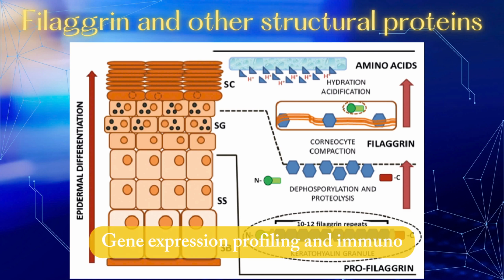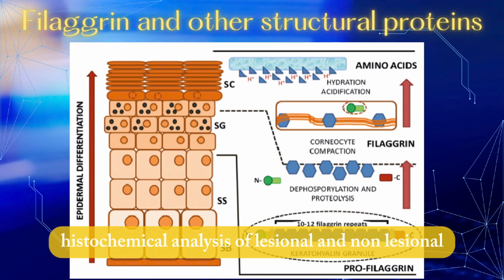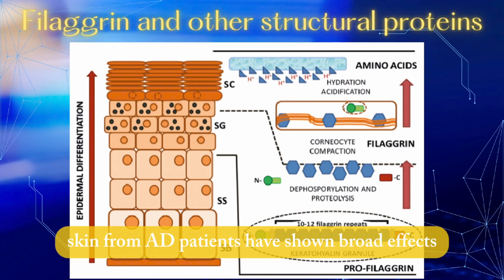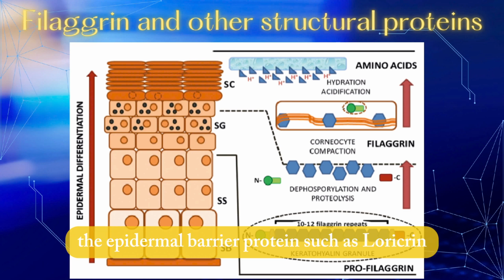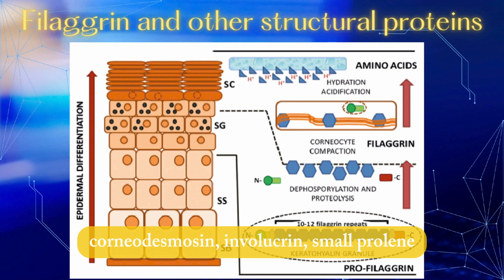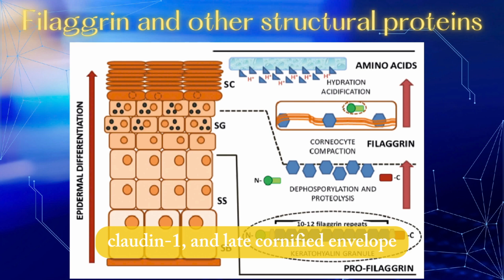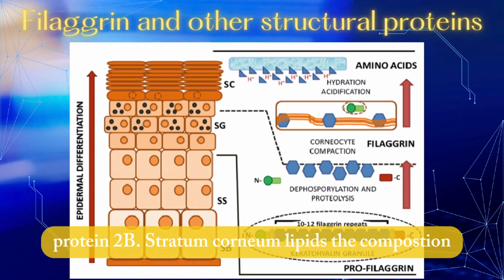Gene expression profiling and immunohistochemical analysis of lesional and non-lesional skin from AD patients have shown broad effects in terminal differentiation, with downregulation of other epidermal barrier proteins such as loricrin, corneodesmosin, involucrin, small proline-rich proteins 3 and 4, claudin-1, and cornified envelope protein 2B.